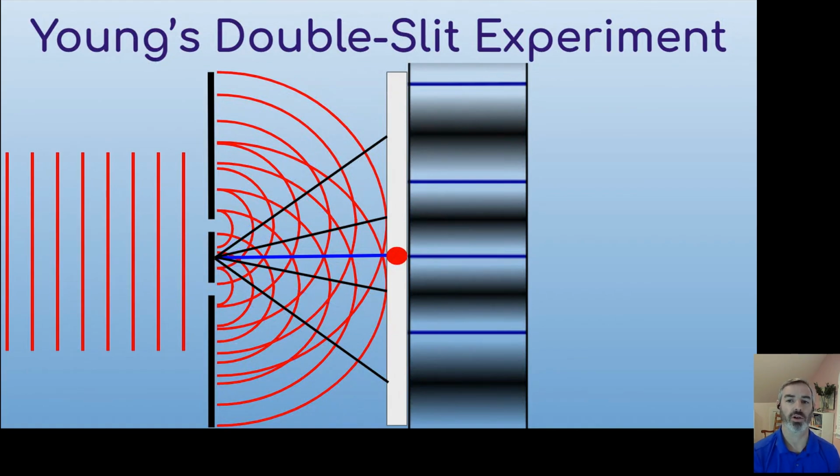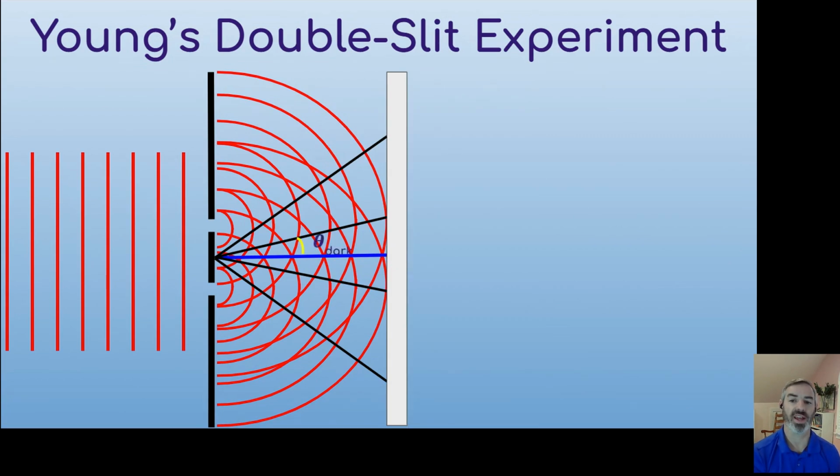Now, that explains the bright spots, but let's explain how we can find the length on the screen to the dark spots. We can see that a crest and a trough are lining up. That's where we have our dark spots on the screen. So when we have a crest and a trough, we know that it's not the same distance. So we're going to label the angle between the 0th order magnitude and the first dark spot as theta dark.